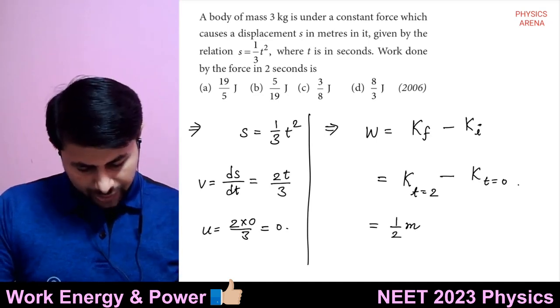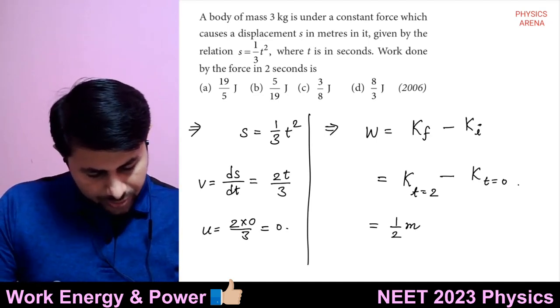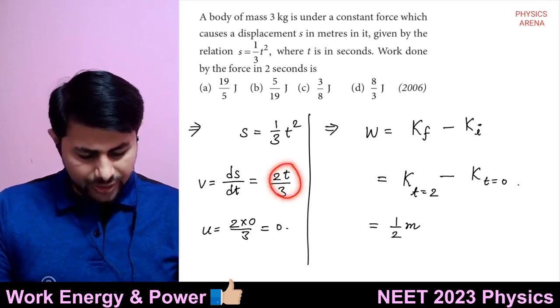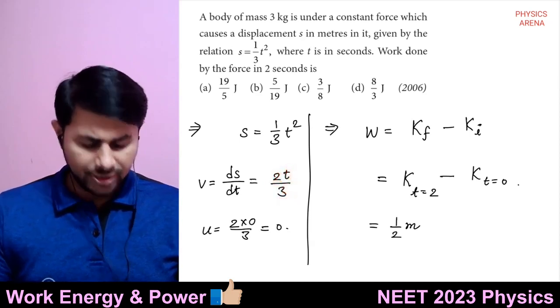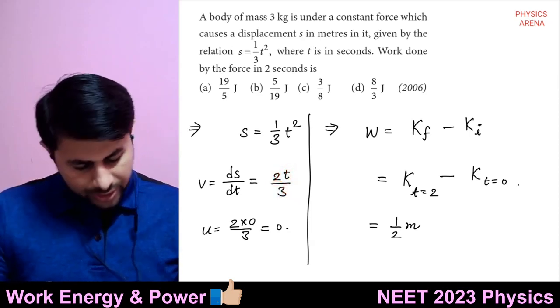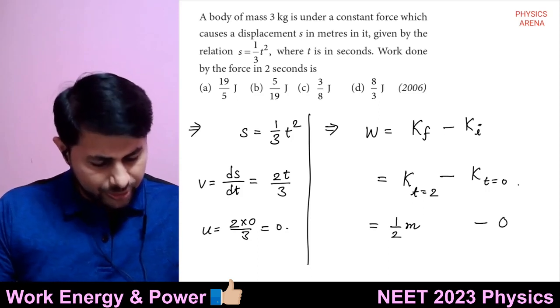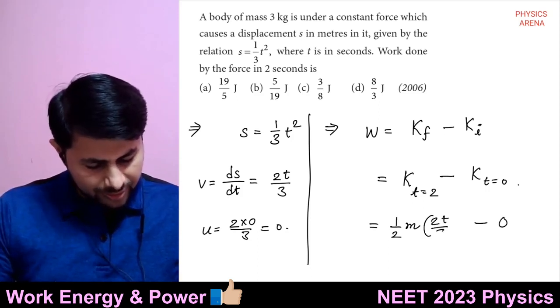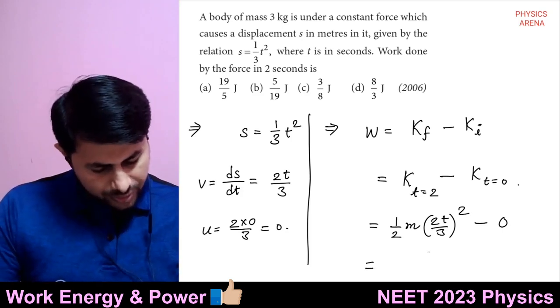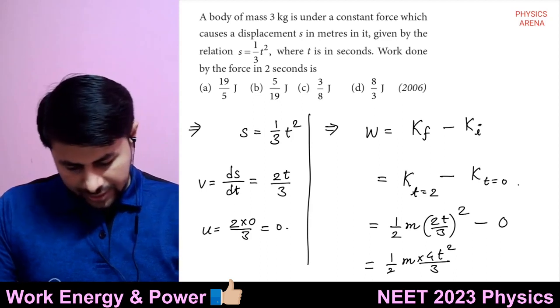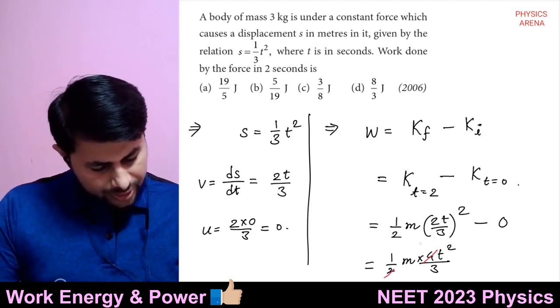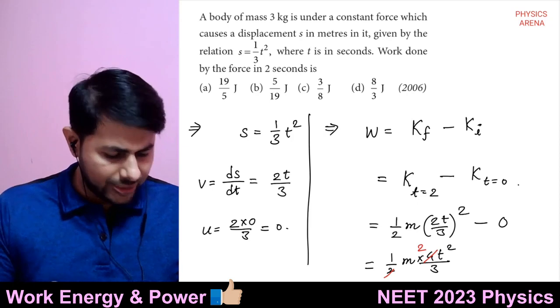And at t equals to 2, what will be its velocity? So it is 2 times 2 divided by 3, that is 4 upon 3. So take 4 upon 3 square, or here I will put 0. Here it is 2 times t divided by 3 square. So it is half of m multiplied by 4 times t square divided by 9, and you can cancel out this 4 by 2. So 2 will remain there.